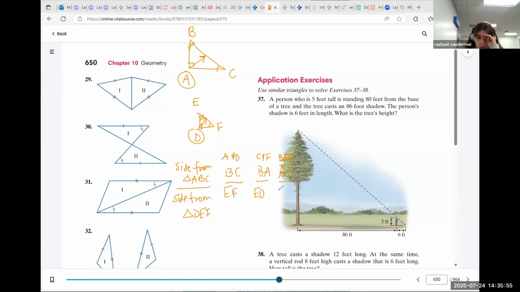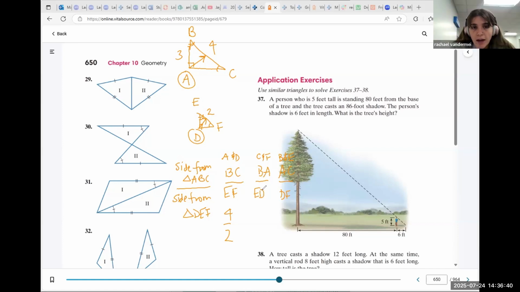DF. So let's just say that I know this is 3 and this is 4 and this is 2. Which of these can I use to solve this? Let's see, I have BC and EF. That one looks really promising, doesn't it? So the ratio of BC to EF is what? 4/2.